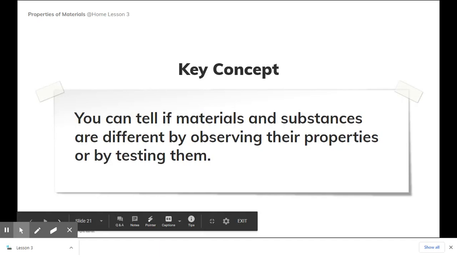You can tell if materials and substances are different by observing their properties or by testing them, or both, as we've done today. So again, you can tell if materials and substances are different by observing their properties or by testing them.